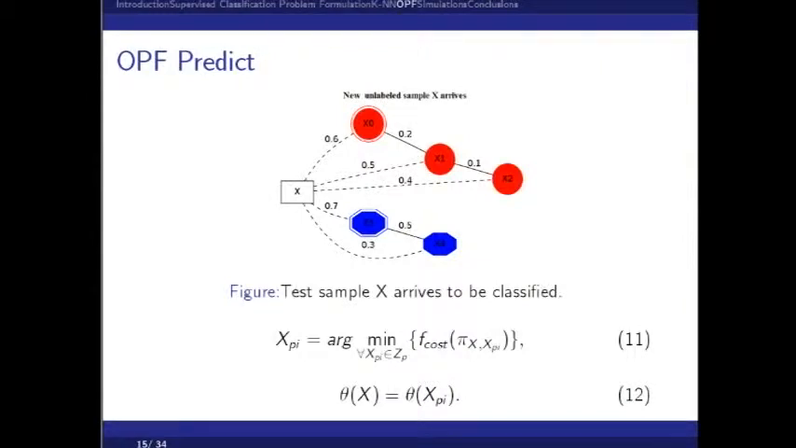Here is the second phase, the classification step, OPF predict. Suppose that we have a new sample X that arrives to be classified, and so we have to compute all the costs to the prototypes. Here we have one possible path: X joining directly to X0, the prototype, so the cost would be 0.6. A second path would be going through X1 and then to X0, and the cost will be 0.5, which is the maximum edge in the path, and so forth.